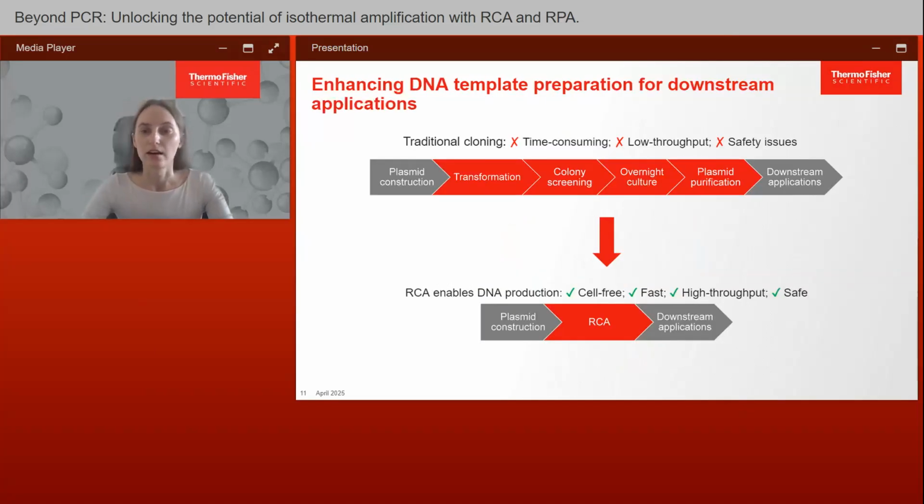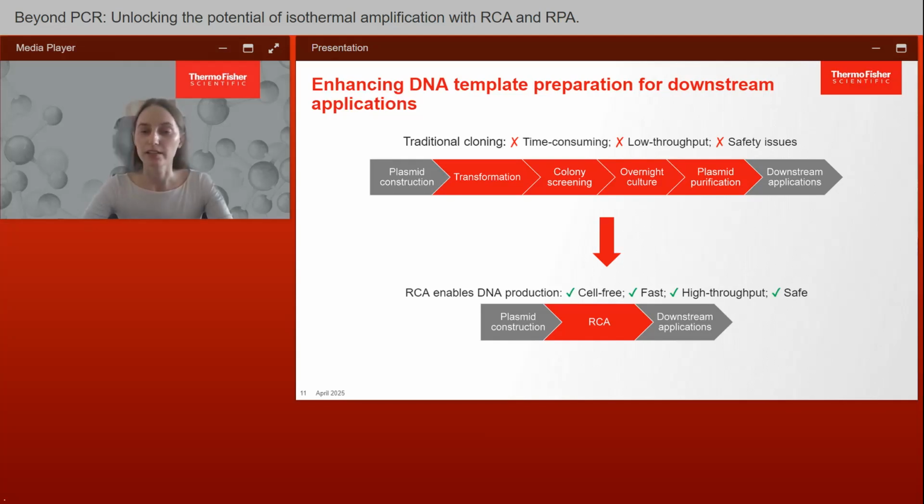So usually for DNA template for in vitro transcription or cell-free protein expression preparation, we use traditional cloning workflow. And that takes at least 3 days and includes multiple steps like plasmid construction, transformation, colony screening, overnight culture of selected clones, plasmid purification, and this purified plasmid can then be used for downstream applications. So this workflow is labor-intensive, challenging to automate, and has safety risks due to potential bioburden and endotoxin contamination.